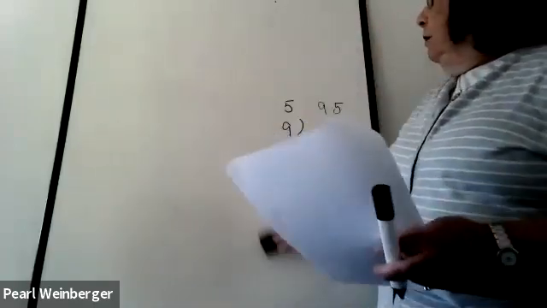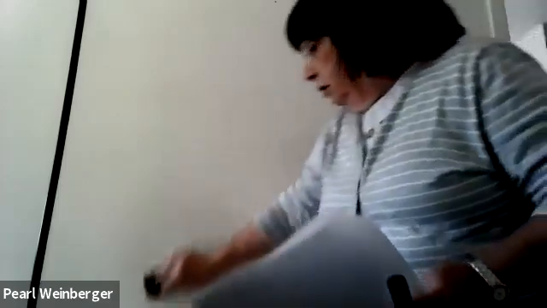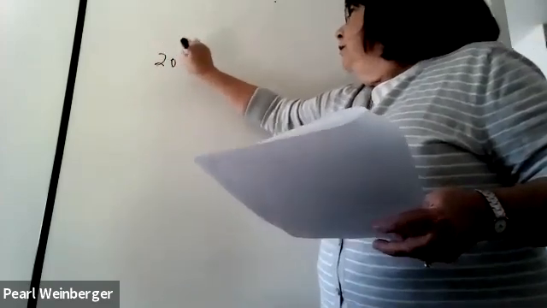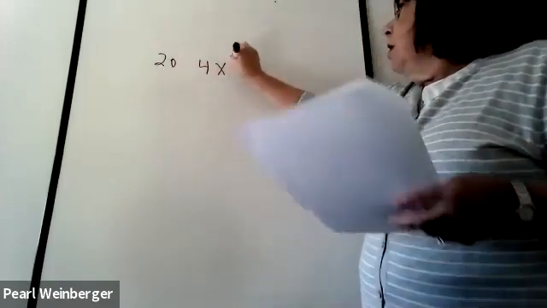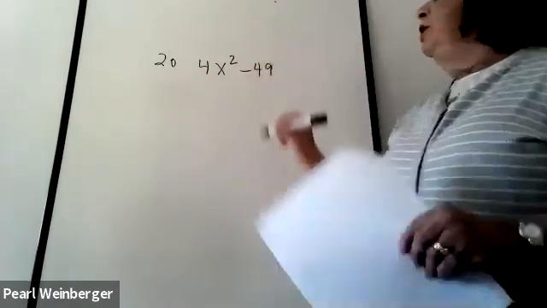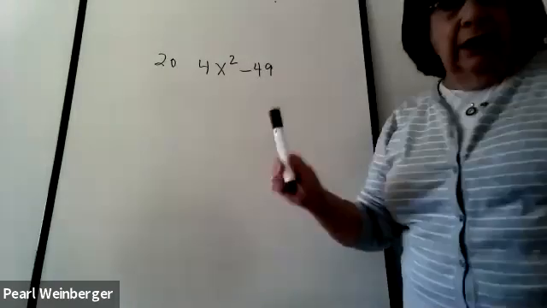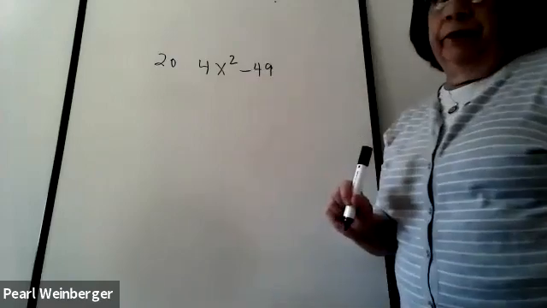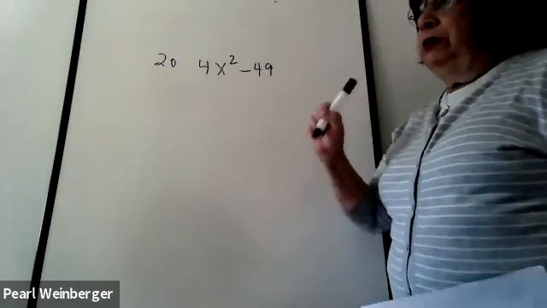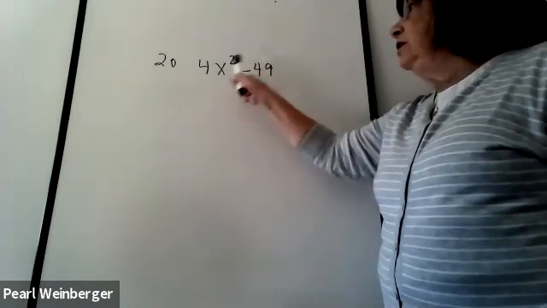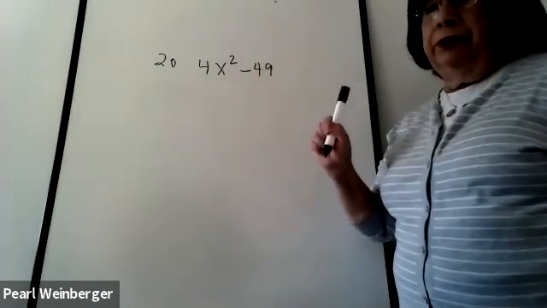Okay, so now I'm looking at number 20. And number 20 says factor 4x squared minus 49. It's not a trinomial, it's just a binomial. Again, our first step is to look for a common factor, but there isn't any. So when it's binomials, I then look to see if I have what's called the difference of squares. Is 4x squared a perfect square?